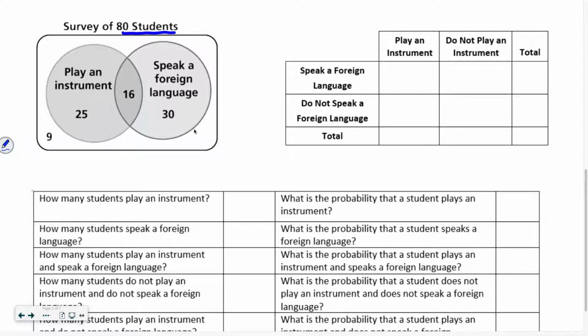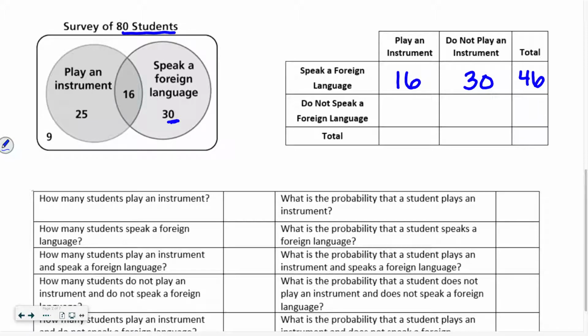I'd say the best advice is to tackle one at a time. Just see, do I know it? Can I fill it in? How many people play an instrument and speak a foreign language in this top left box? 16. That's the overlap. How many people speak the foreign language but don't play the instrument? That's the 30 over here that aren't included in the overlap. They only speak the foreign language. So that means the total over here is going to be 46.